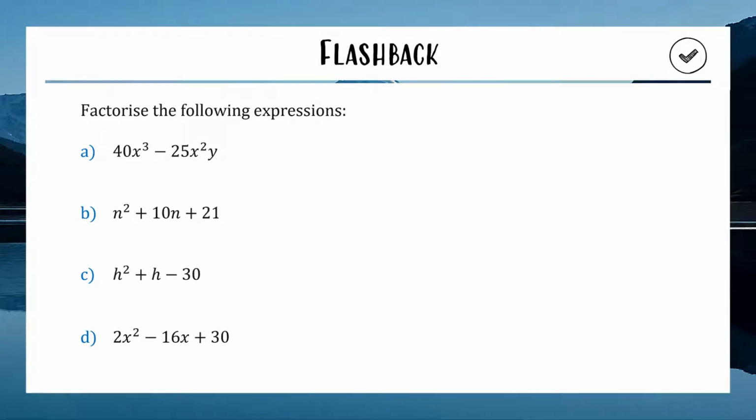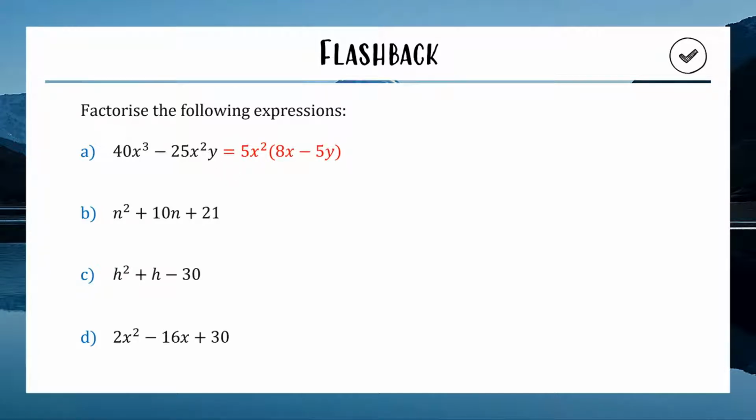So I want you to pause the video and see if you can remember how to factorize these four expressions. Okay, now you've done that. For the first one, we are looking for a common factor between the two terms. So a common factor of 40 and 25 would be 5. And the common factor of x cubed and x squared y would be x squared. So we'll factor that out the front. Now out of the front term, we'll be left with 8x. And out of the second term, we'll be left with negative 5y. And there is our factorization.